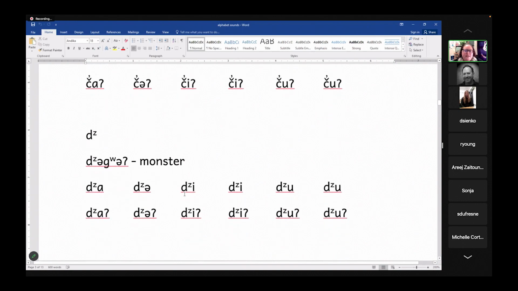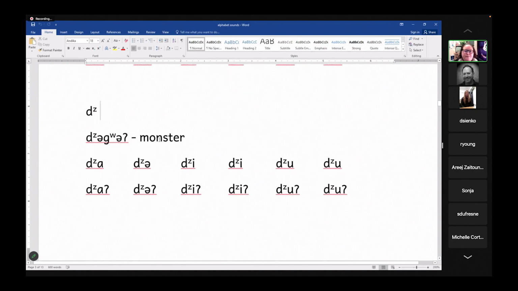So we have a D in Lushootseed that makes the same sound as it does in English, but we also have the D raised Z, which makes a buzzing sound, like z, z, z. Like in the word zugwa, zugwa. Where those schwas make an uh sound, and that glottal stop is an abrupt stop to the word zugwa, zugwa, which is a monster.